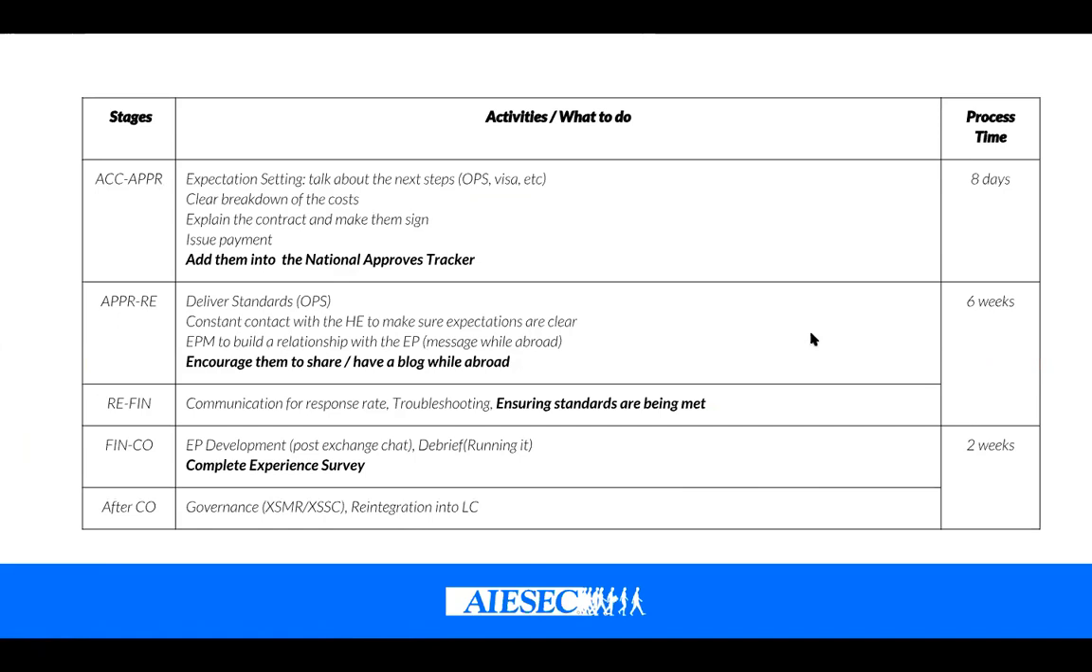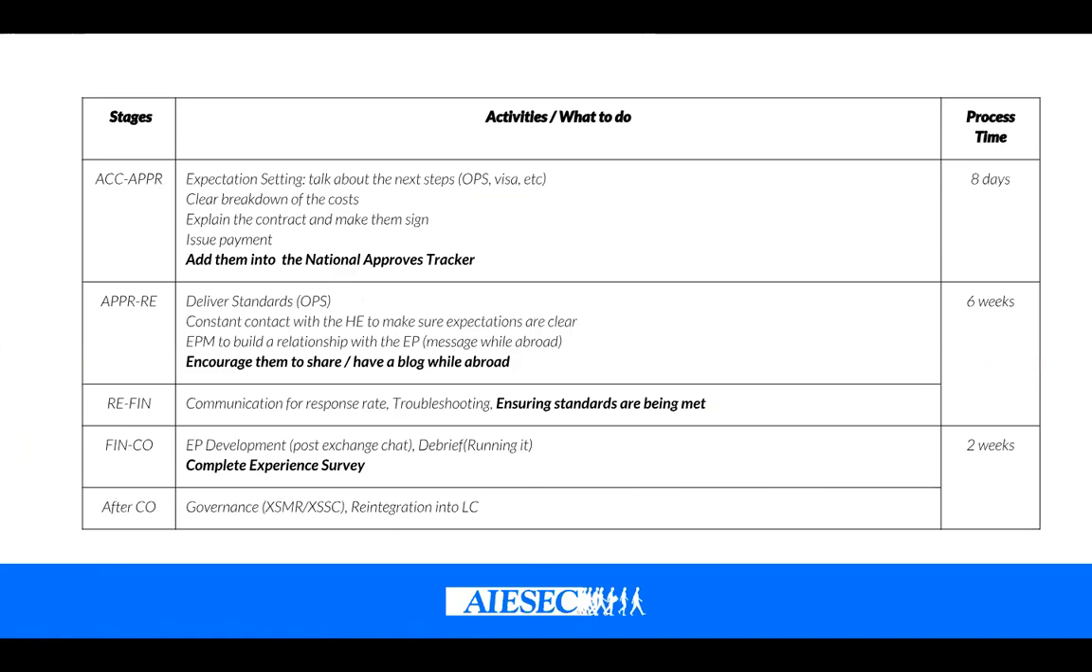And for the next stage of the customer SOP, we're looking at approve to realize. This is the period before they actually start their experience as a realized exchange participant. In this stage, we want to deliver the standards that we need to deliver prior. So this is making sure we have outgoing preparation with them.